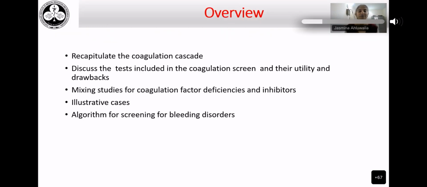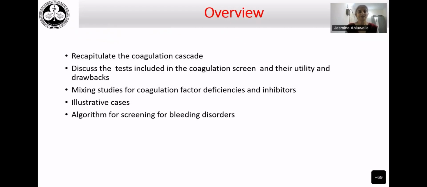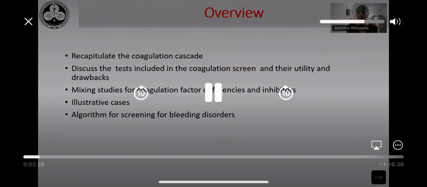So the overview of this talk will be that I will try and recapitulate the coagulation cascade. Then I will discuss the tests included in the coagulation screen and their utility and their drawbacks. We'll look at the mixing studies for coagulation factor deficiencies and inhibitors. We'll see a couple of illustrative cases and then have a look at an algorithm for screening for bleeding disorders.